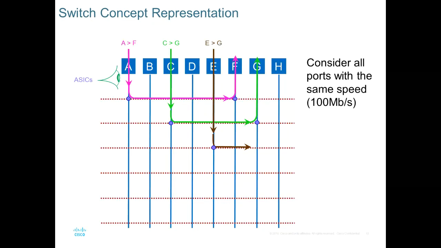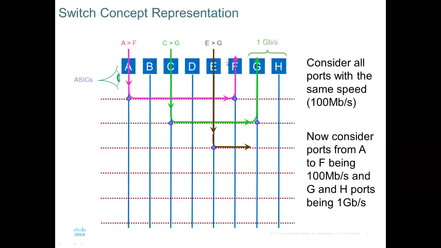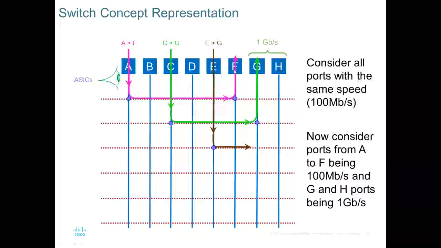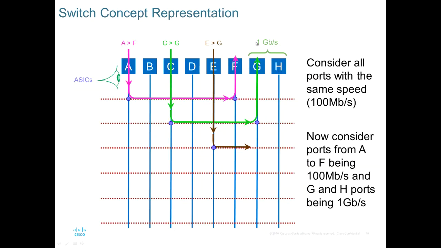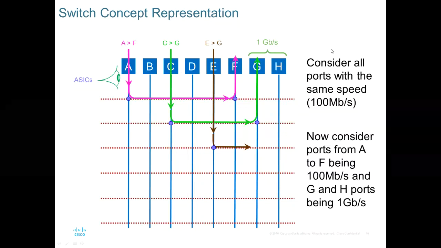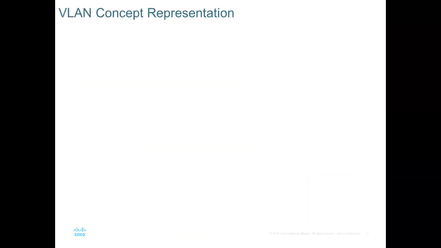So that works fantastic when all the ports are the same speed, but when you've got, which was quite common, especially in the early days, the majority of your ports all at a fixed speed of 100 megabits per second, and then you'd have uplink ports, which were 1 gigabit per second, then buffering and forwarding has a different impact.